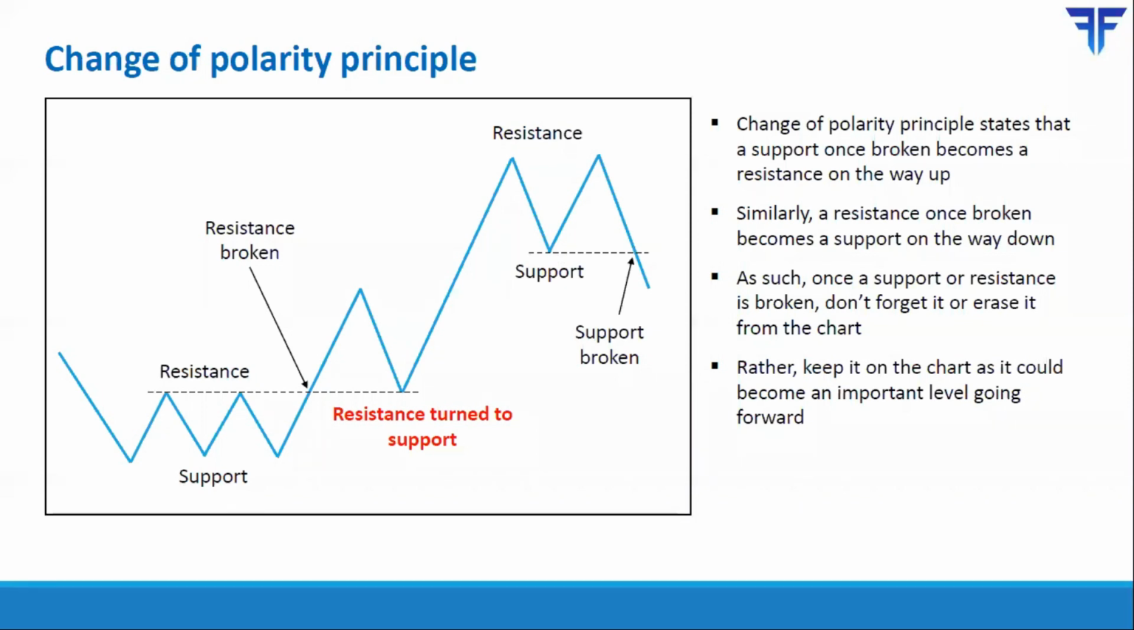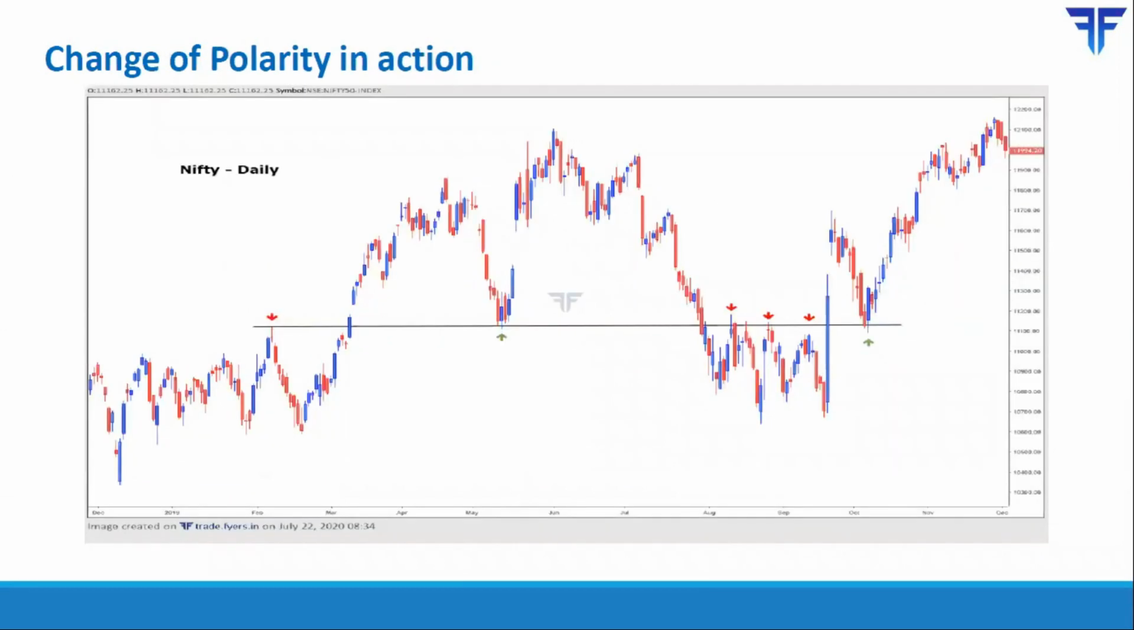So concluding about this, change of polarity principle states that when a resistance breaks, going forward in time, it converts to support. Similarly, when a support breaks, going forward in time, it becomes resistance. Let us look at how that looks on a real-time chart. Now, this is the daily chart of the Nifty 50 index.